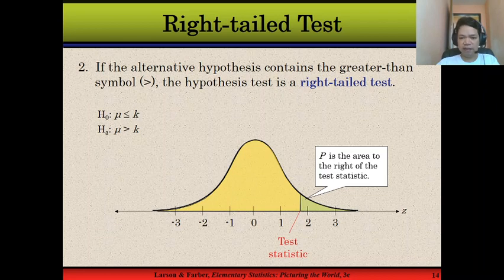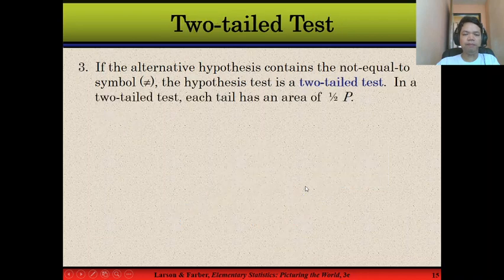And the test statistics, itong value na to. Okay? Next, if the alternative hypothesis contains the not equal to symbol, ibig sabihin yung not equal to, the hypothesis is a two-tailed test. So in a two-tailed test, each tail has an area of 1/2 ng p. Dahil nahati nga yung area ng p sa dalawang tail, so kada isang tail is 1/2 of p.